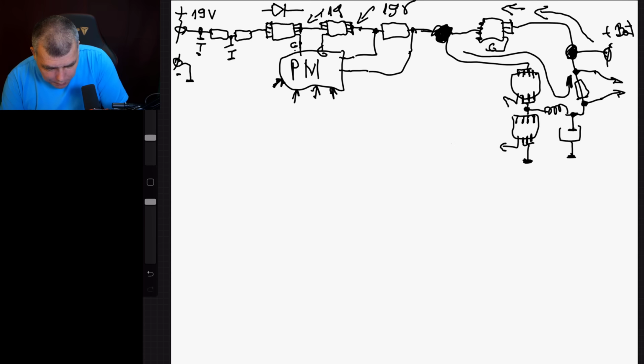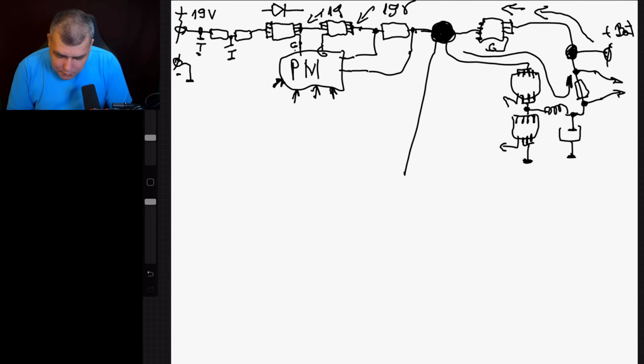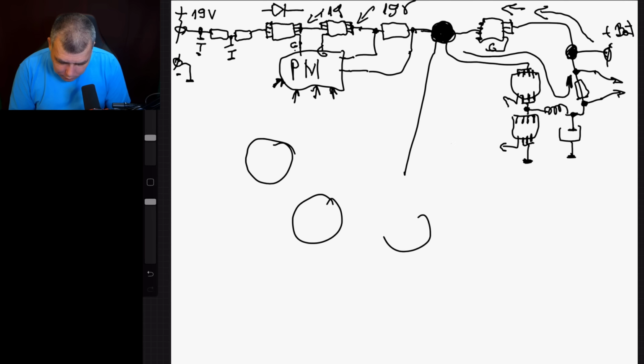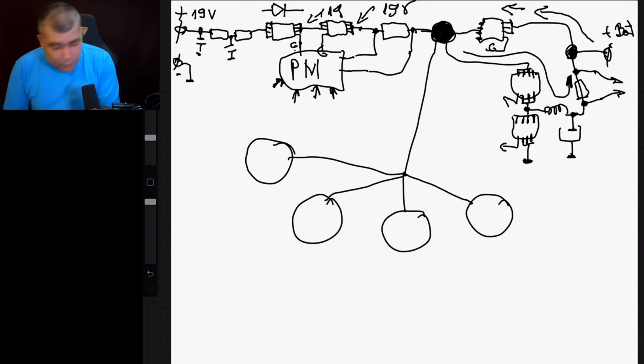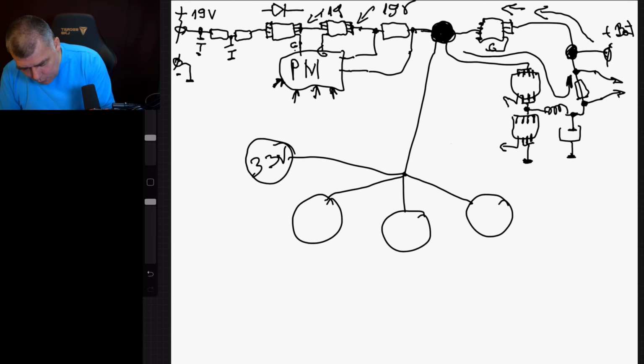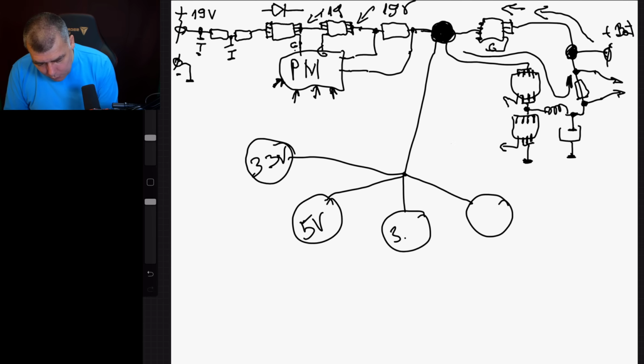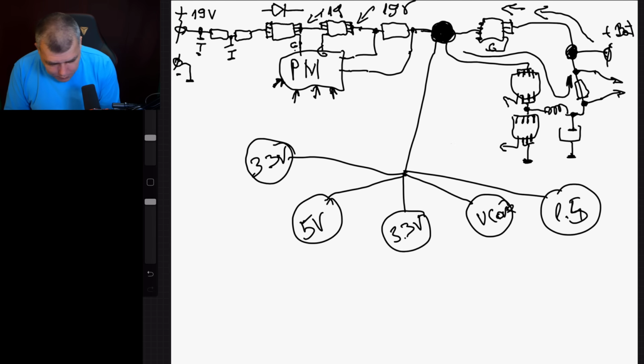Okay, good. From the same point, this big point, this is your main power rail. It is also going to a lot of power supplies. So what do you have? You have 3.3. You have 5 volts. You have the big one, the 3.3. Don't make a confusion. You have the processor power supply. Depends on the RAM memory, what type of RAM memory, you have the RAM power supply.